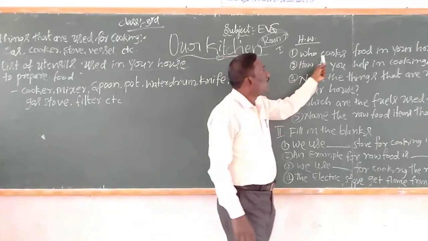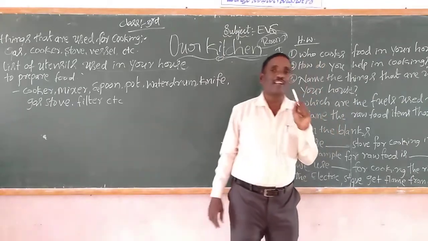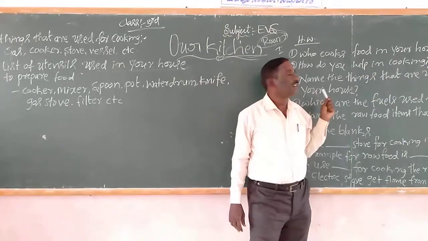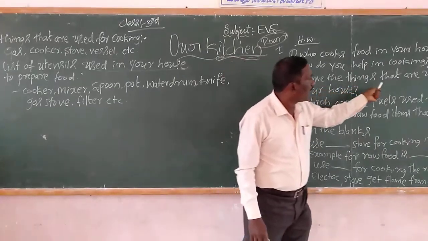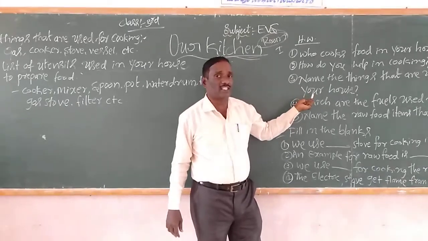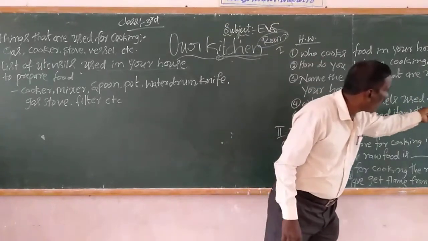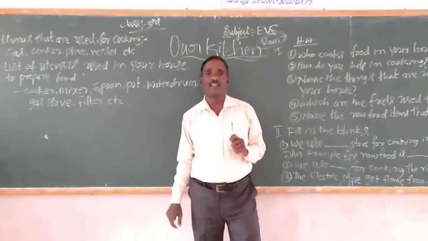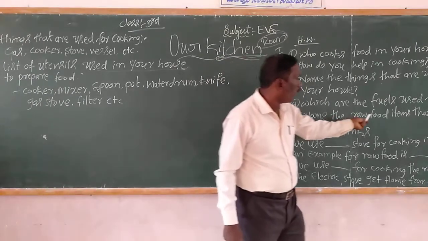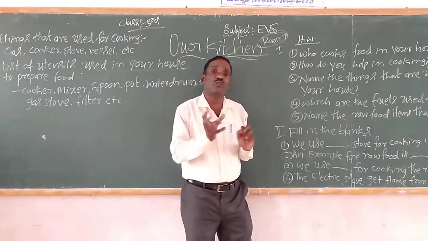First one, who cooks food in your house? Your mother cooks in your house. Very good. How do you help in cooking? Name the things, the utensils, that are used for cooking in your house. Which are the fuels used for cooking? Name the raw food items that we can eat. Raw food means uncooked food items.